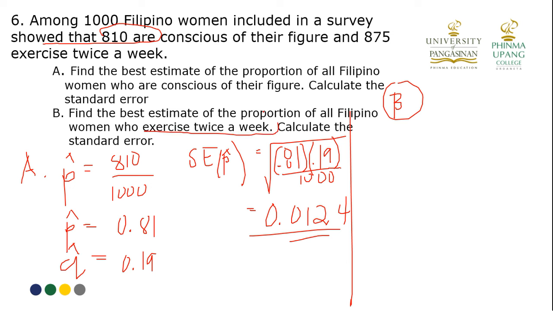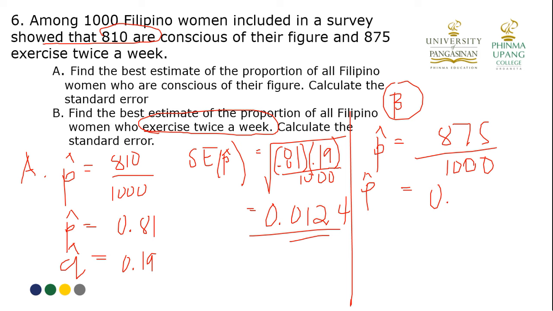Letter B naman tayo. Yung nag-exercise daw ng twice a week. So your P hat is 875 over 1,000. What is P hat? P hat po is 0.875. How about Q hat? 0.125. Thank you.